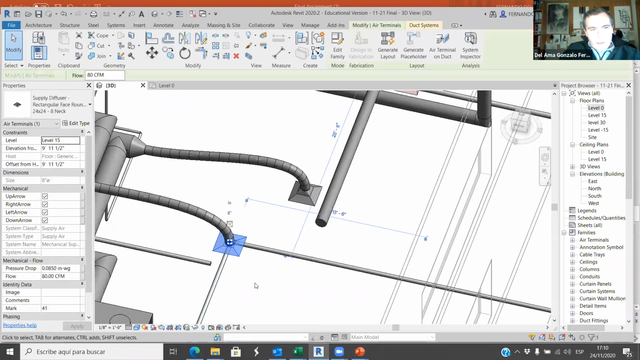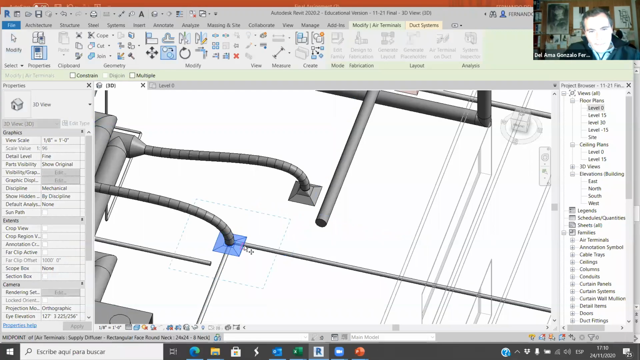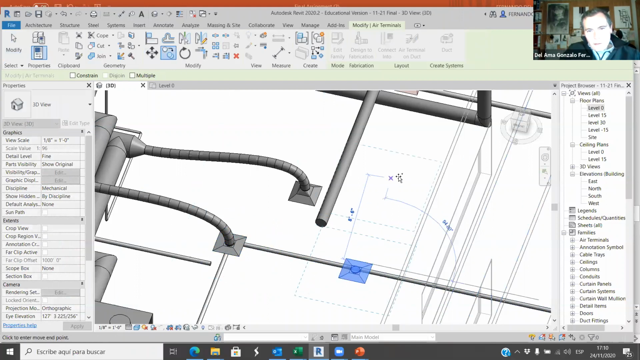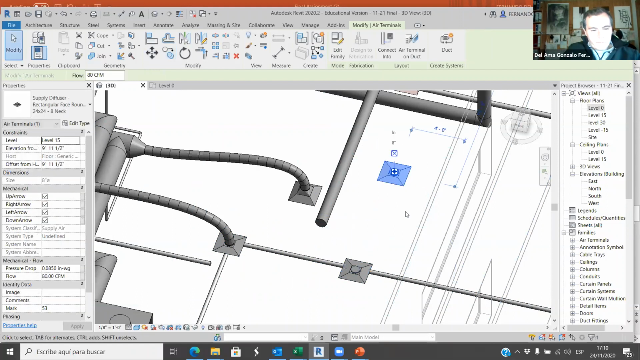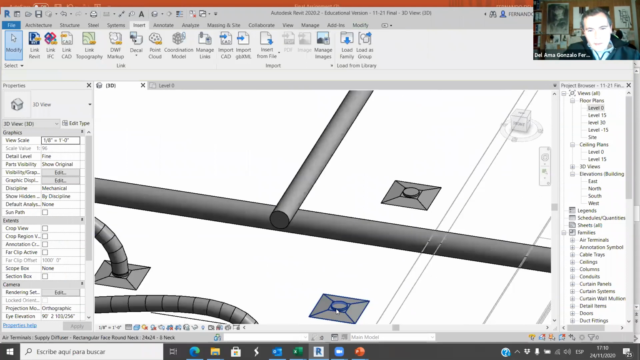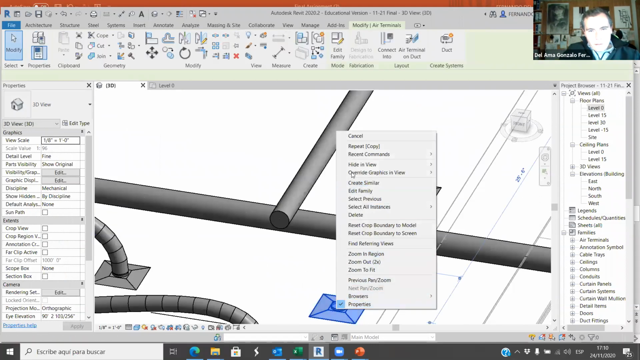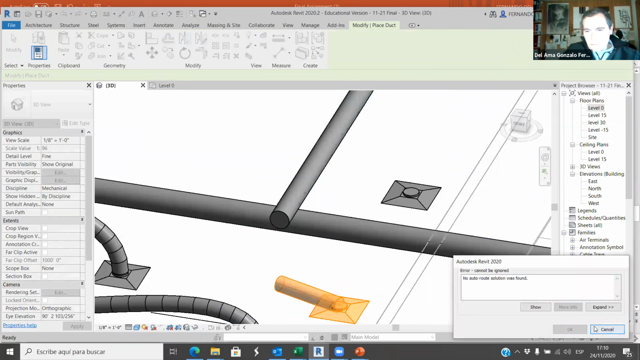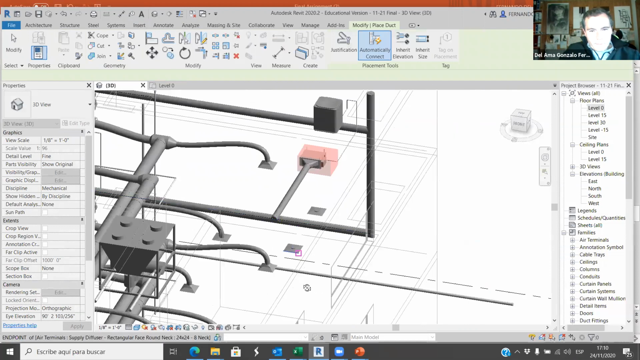And now we need to copy two supply diffusers. This is supply air. So I can copy this here, and then I can copy this there. And now I can connect. Okay.